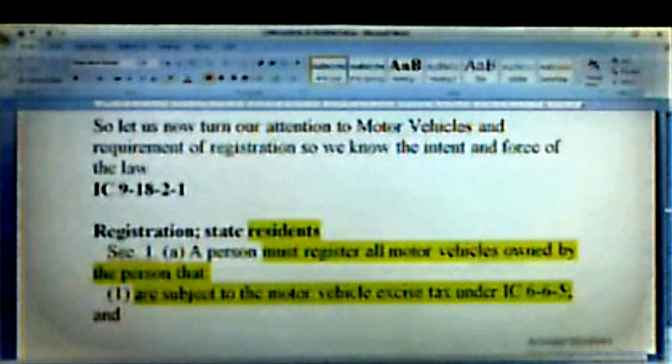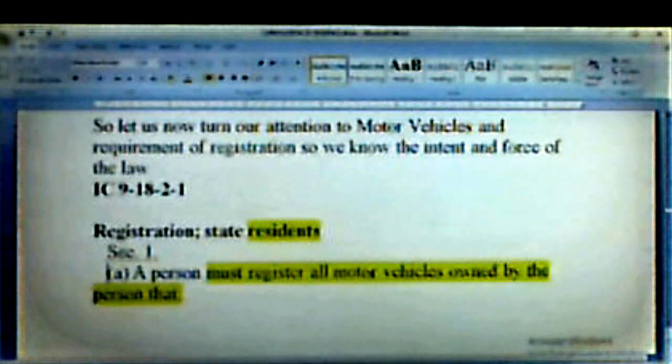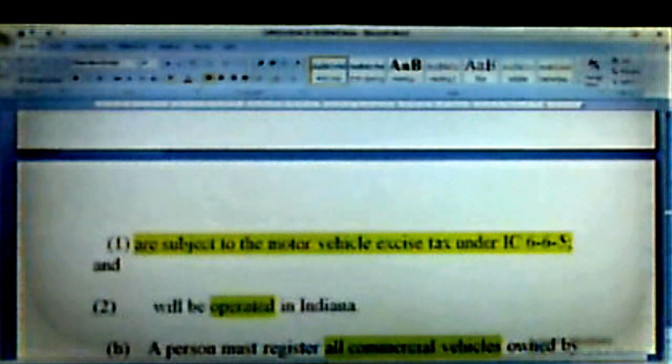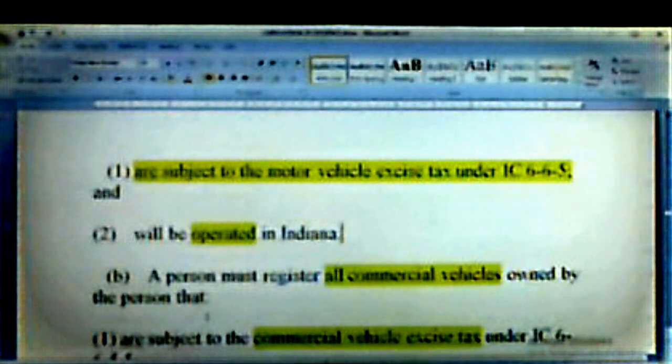Okay? And it says a person must register all motor vehicles owned by the person that, now we've got some requirements to meet. 1, are subject to the motor vehicle excise tax under IC 6-6-5. Right? And the second requirement is that that motor vehicle is going to be operated. Well, we've already established up there that operation of any motor vehicle is a commercial activity. Right?